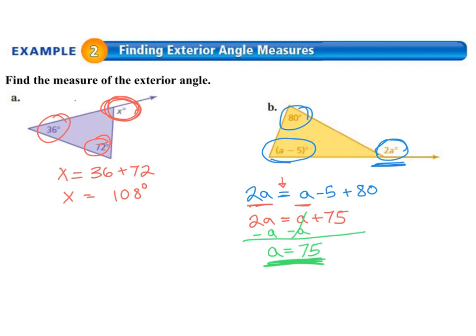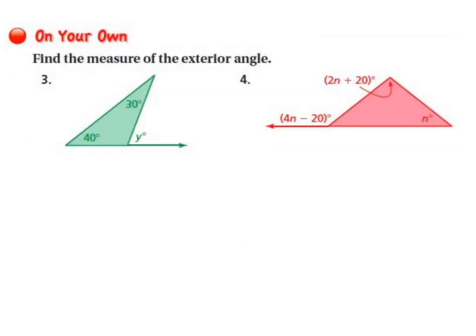And that's really the main idea here, but you have to be a little careful because it does say in the directions, find the measure of the exterior angle. Our exterior angle here, well, that's 2a. So our exterior angle is really 2 times 75, or 150 degrees.